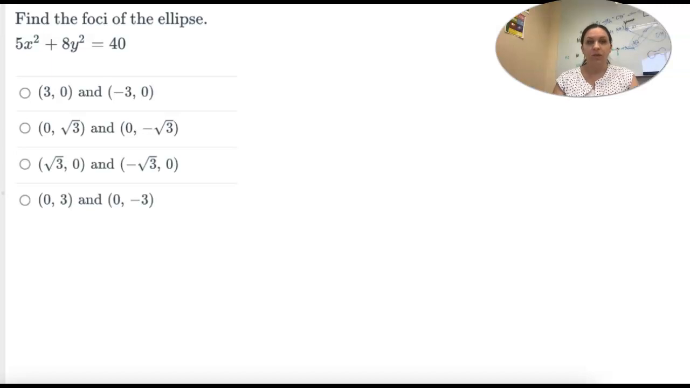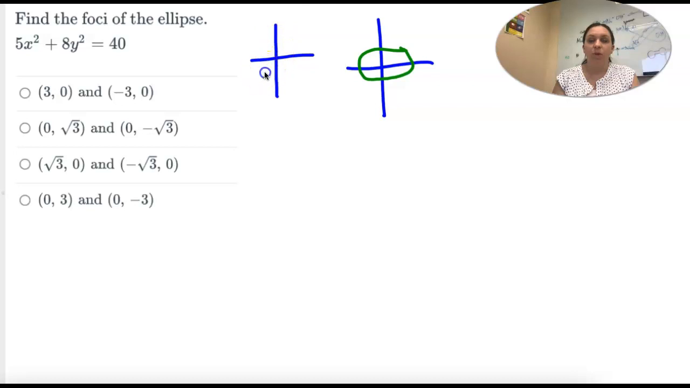Okay, so this section is about ellipses. An ellipse is an oval. So we're gonna graph an ellipse, and it can either go along the x-axis, so that means it's wide on the x-axis, or it can go along the y-axis, meaning it's wide on the y-axis. So we're gonna find the foci in this problem, but let's just go over some vocabulary.